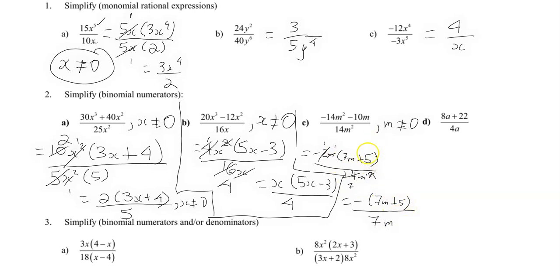Okay, so watch out with these. You can sometimes lose things as you're canceling, right? Just make sure you put little 1s there and say, I'm left with a negative. I'm left with a 7m plus 5. On the bottom, the 14 reduced, I've got a 7 and an m.